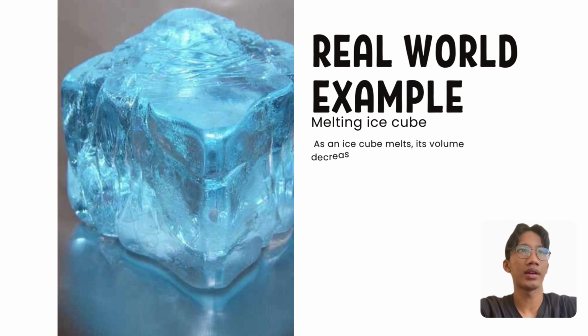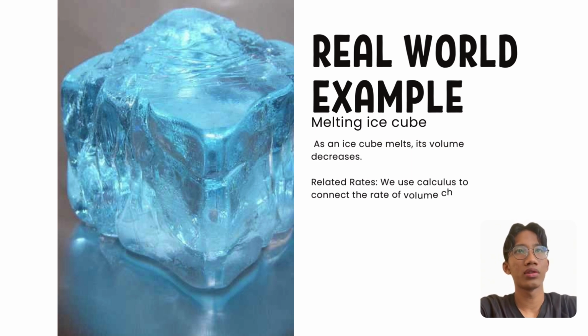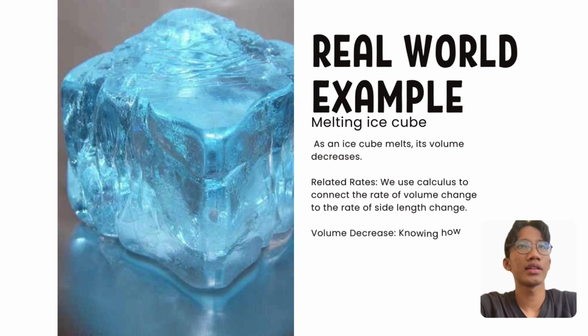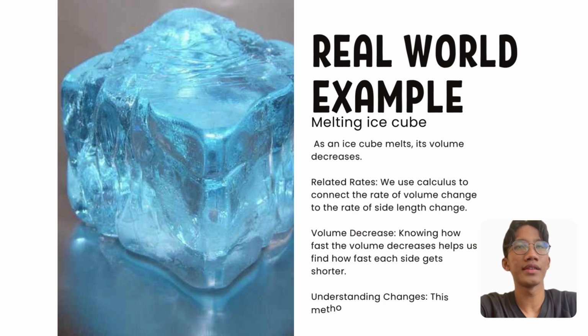I will take a melting ice cube as an example. When an ice cube melts, it gets smaller as its volume decreases. By using related rates in calculus, we can connect the rate at which the volume of the ice cube is shrinking to the rate at which the length of its side is decreasing. Essentially, if we know how fast the volume is reducing, we can figure out how quickly each side of the cube is getting shorter. These methods help us understand the relationship between the melting process and the changing dimensions of the ice cube over time.